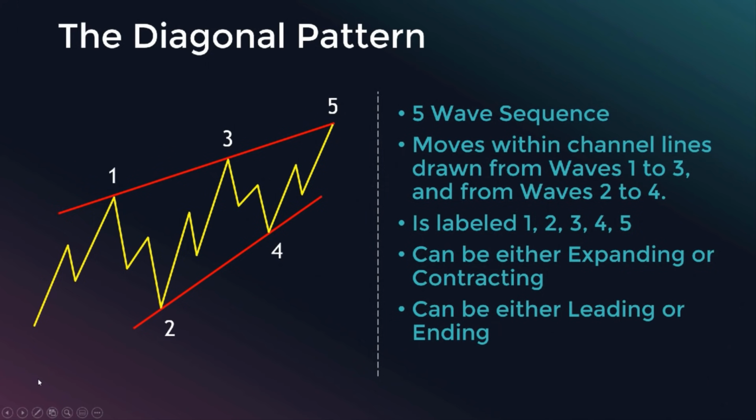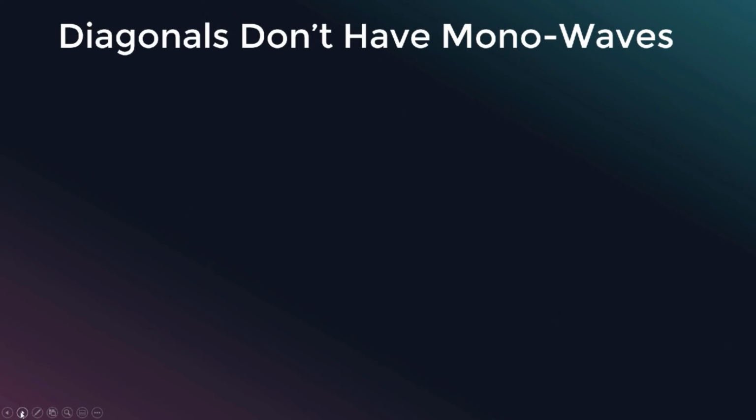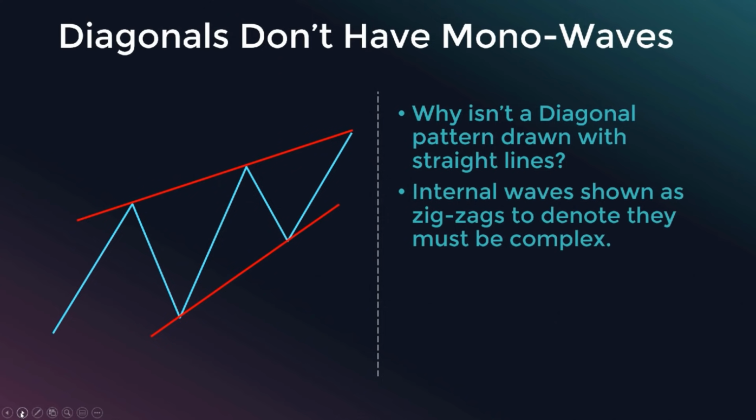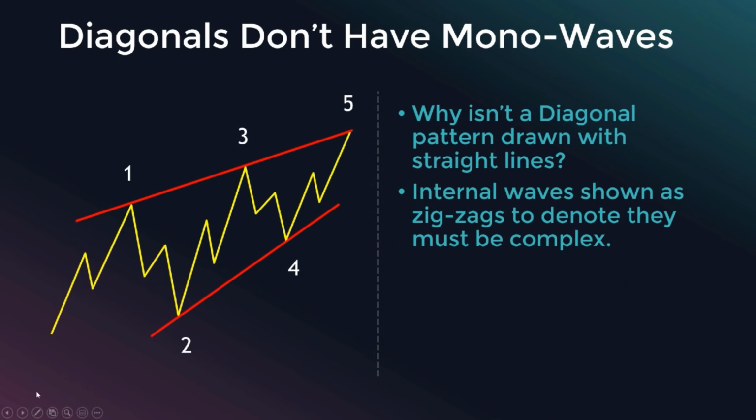We'll go through each of these bullet points in more detail as we go through the course, but something I'd like you to note at this point in time is although the patterns look similar, there are some distinct differences with a diagonal pattern. In noting the differences between an impulse pattern and a diagonal, diagonals don't have monowaves. You may have noted from the previous slide that we showed that the wave 1, 2, 3, 4, and 5 are all drawn with jagged lines. The internal waves are shown as zigzags to denote that they must be complex.